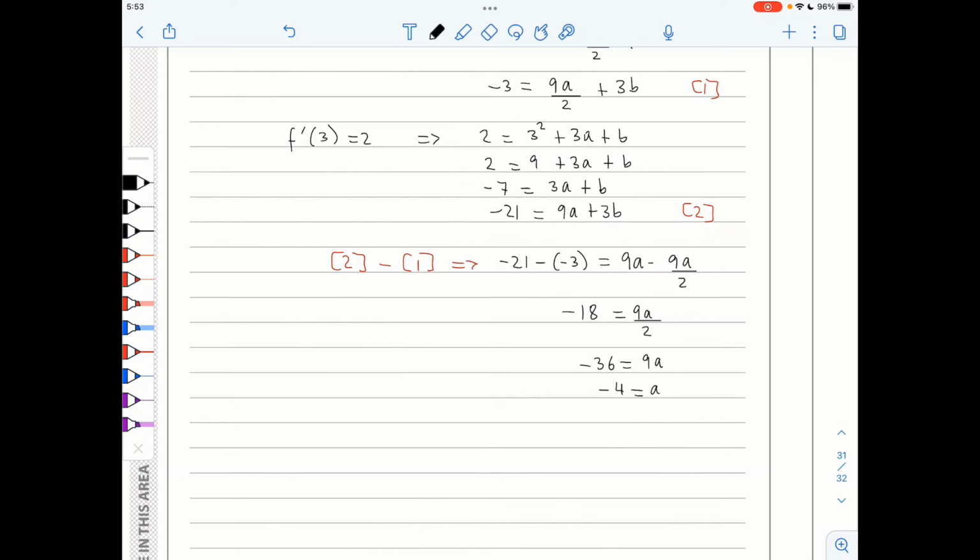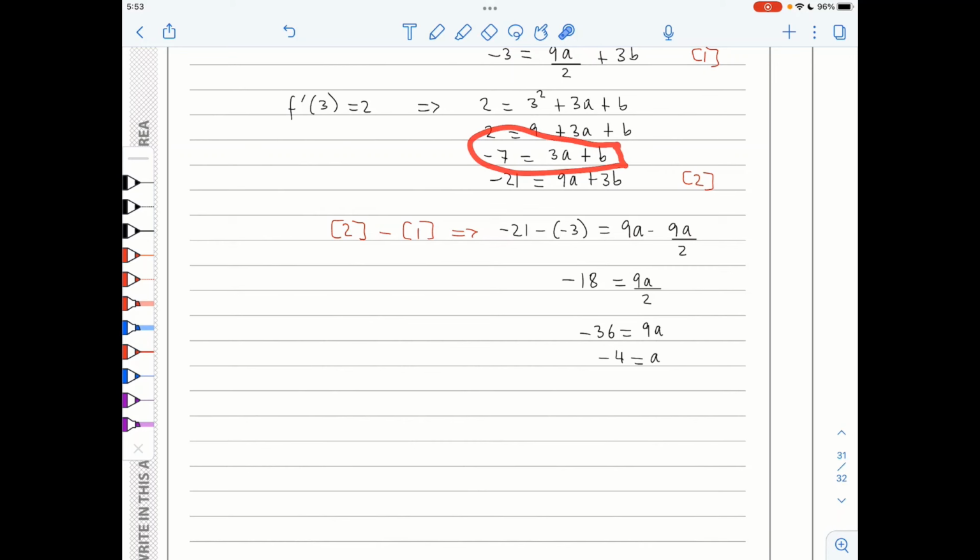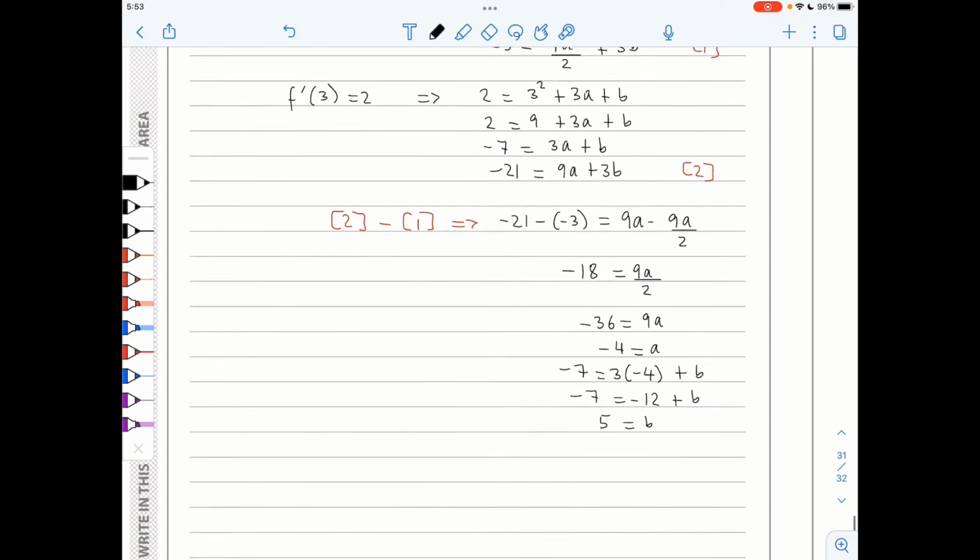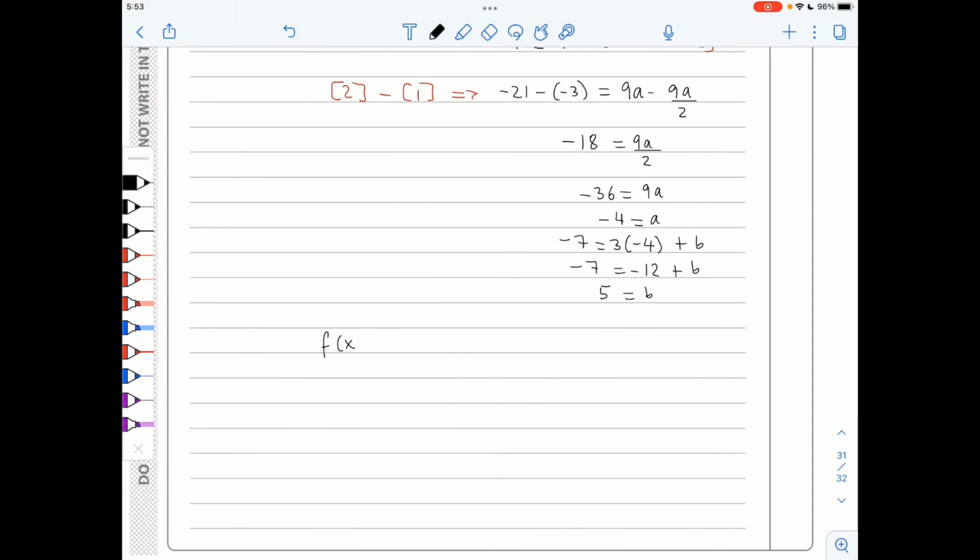And I will now go back to this equation here to find the value of b. So minus 7 is 3 times minus 4 plus b. Minus 7 is negative 12 plus b. So 5 is b. And so I can now say that f of x is x cubed over 3 minus 4x squared over 2 plus 5x minus 8, which simplifies to x cubed over 3 minus 2x squared plus 5x minus 8.